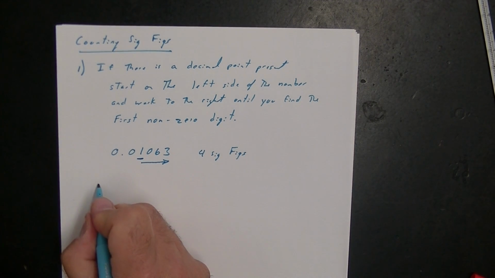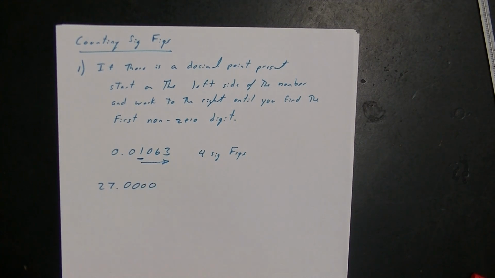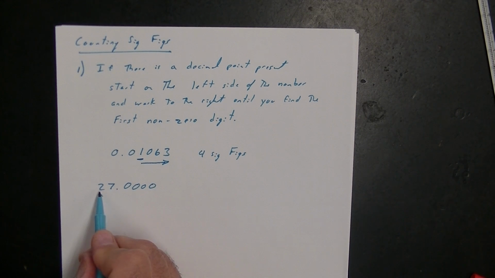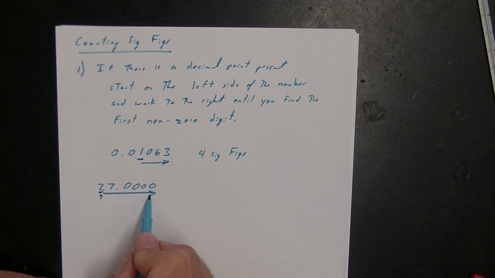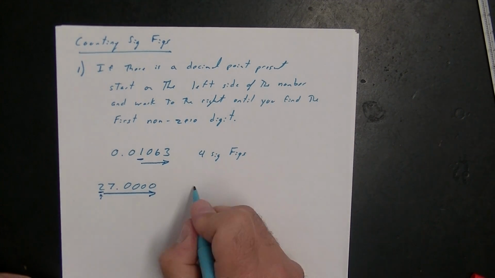Let's try this one. 27.0000. First thing you ask yourself: is there a decimal point? The answer is yes. As soon as it's yes, you start on the left side. Is this number some number other than 0? The answer is yes. So that means this number and everything after it counts. So this would have 1, 2, 3, 4, 5, 6 sig figs.